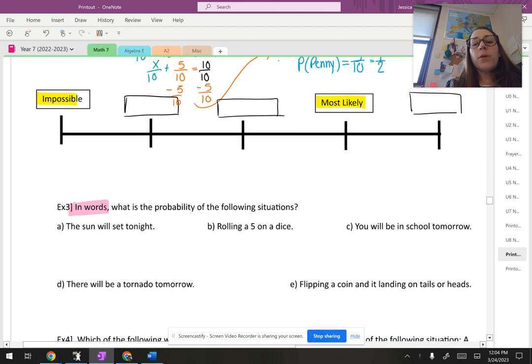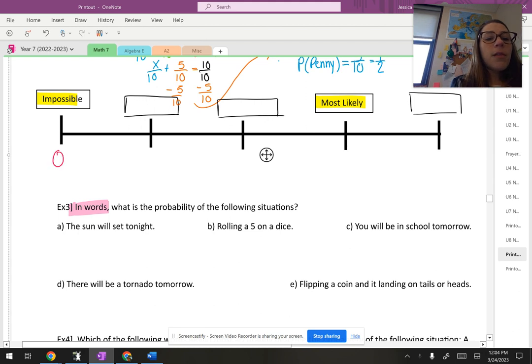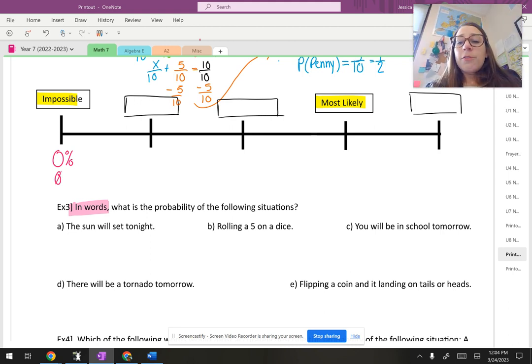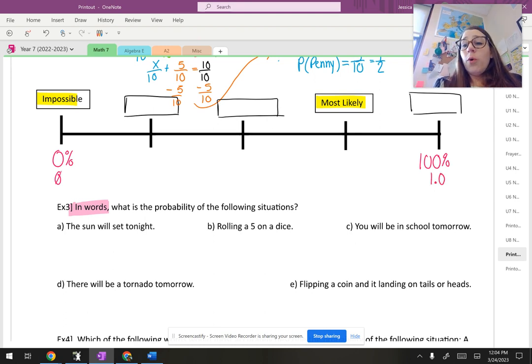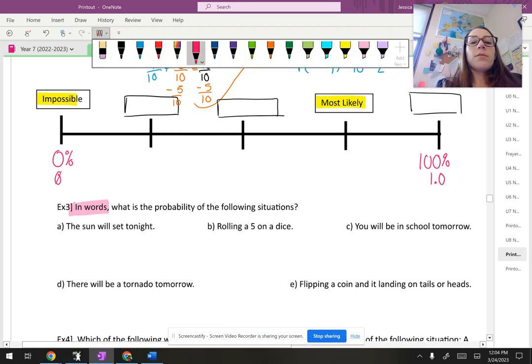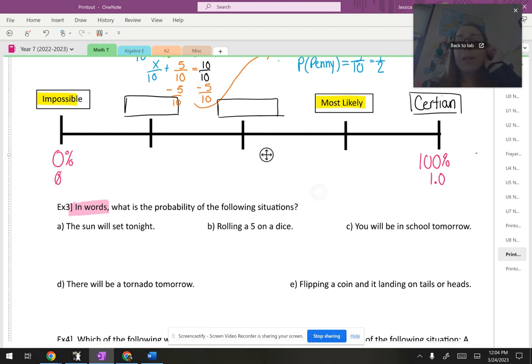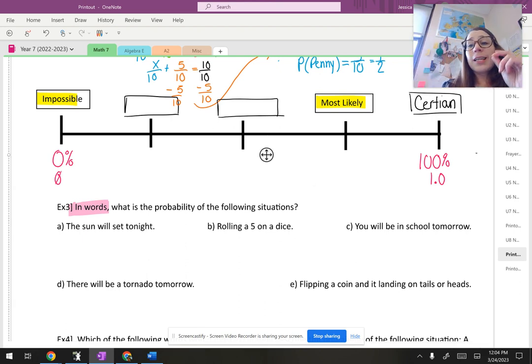So starting with impossible, if something is impossible to happen, that corresponds with a 0% probability or a 0 decimal. All the way on the flip side, if we have 0 down there, that would correspond with 100 or the decimal of 1 on the right side. If something is 100% going to happen, the key word for that would be certain. You could also use guarantee, that it's guaranteed to happen. If you flip a coin, it is guaranteed to land on either heads or tails. That is certain to happen.